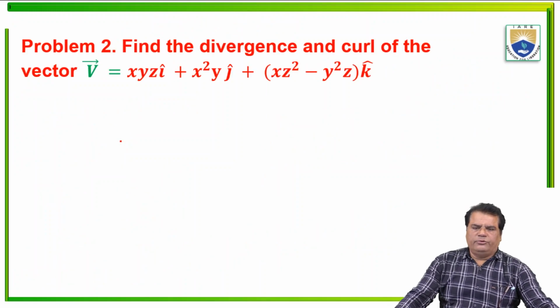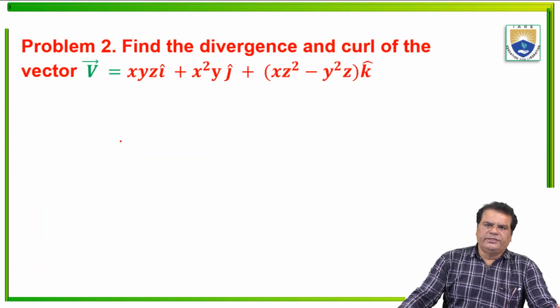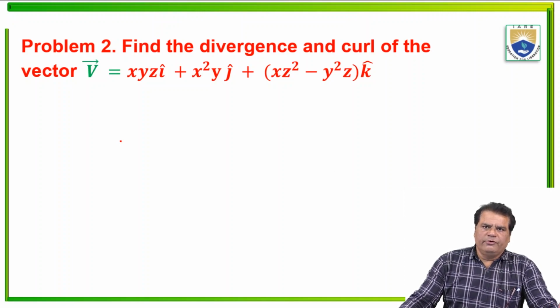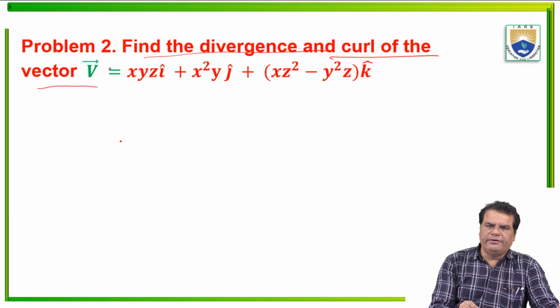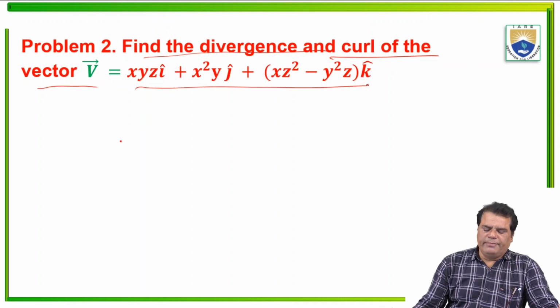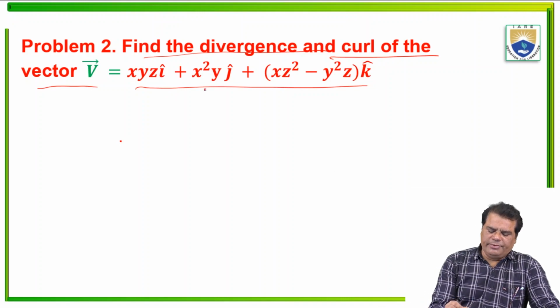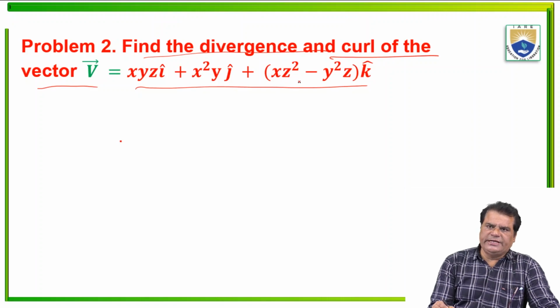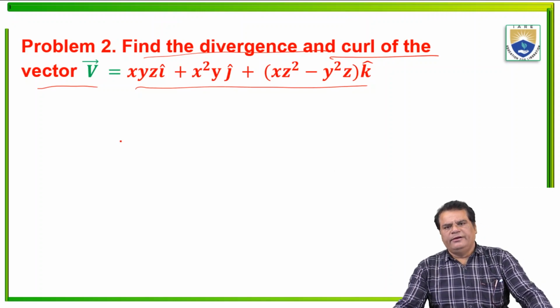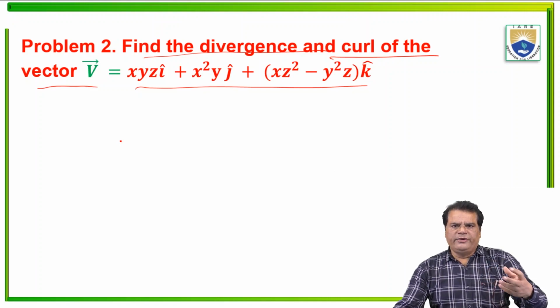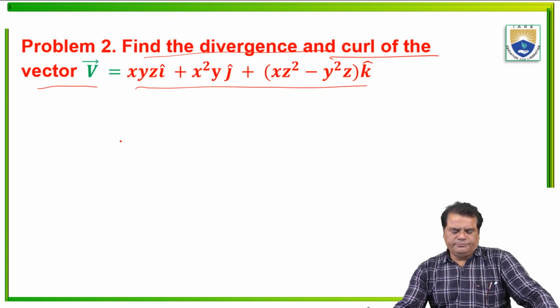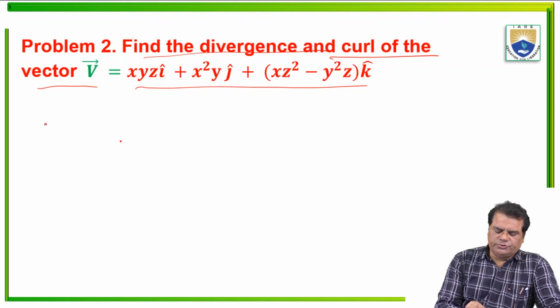This is the problem. Now the next problem depends on this topic, that is problem 2. Find the divergence and curl of the vector v, where vector v is xyz i plus x square y j plus xz square minus y square z k. We will find the divergence and curl of the given vector point function v in this problem. So now, first the solution.